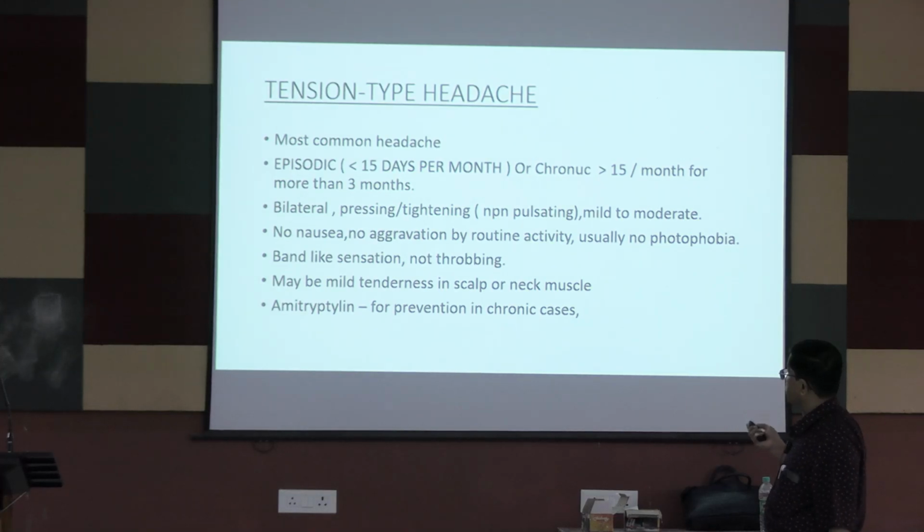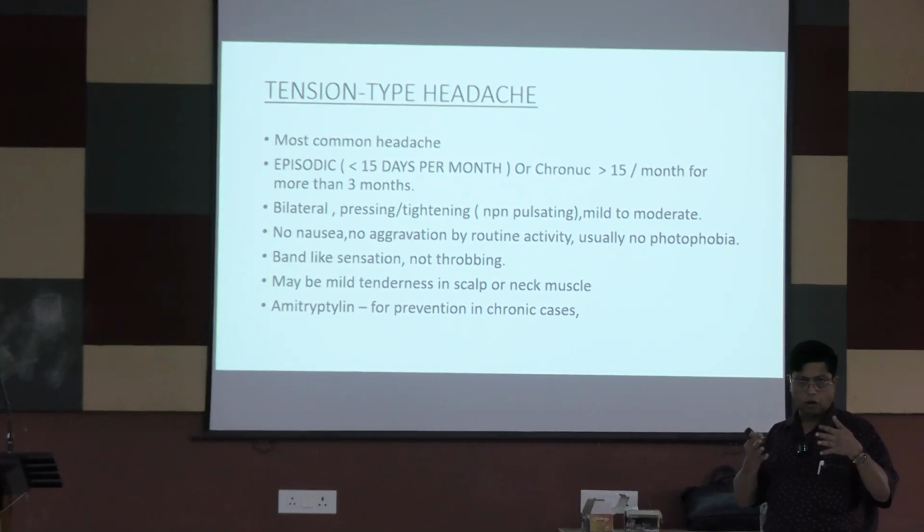Amitriptyline is used for prevention of chronic attacks. Acute attacks are usually treated by NSAIDs, even by paracetamol or by caffeine. There are several preparations in the market combining paracetamol and caffeine. Often we take the combination of paracetamol and caffeine. So acute attacks are treated with NSAIDs, paracetamol and caffeine, and chronic attacks are usually treated by amitriptyline.